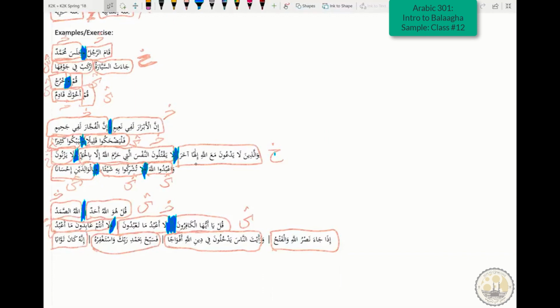Excellent. إذا جاء نصر الله والفتح. Is this a خبرية or إنشائية? خبرية. رأيت الناس يدخلون في دين الله أفواجا. خبرية وإنشائية؟ خبرية.